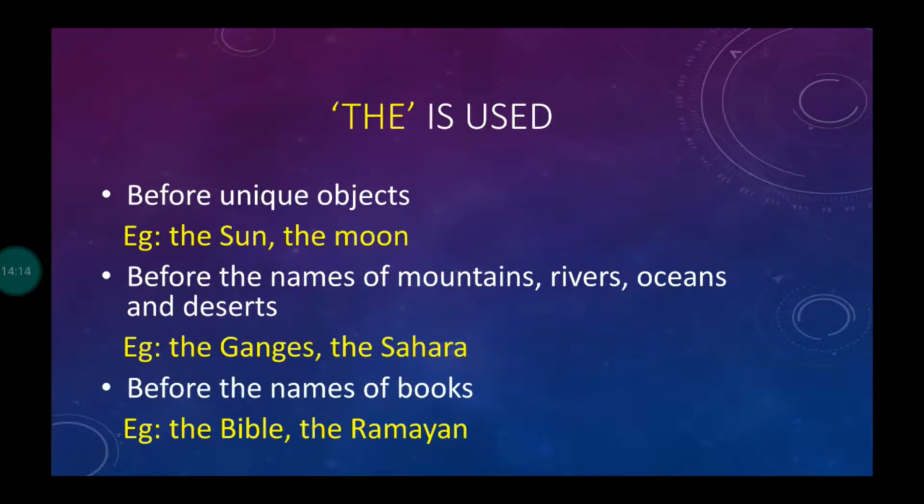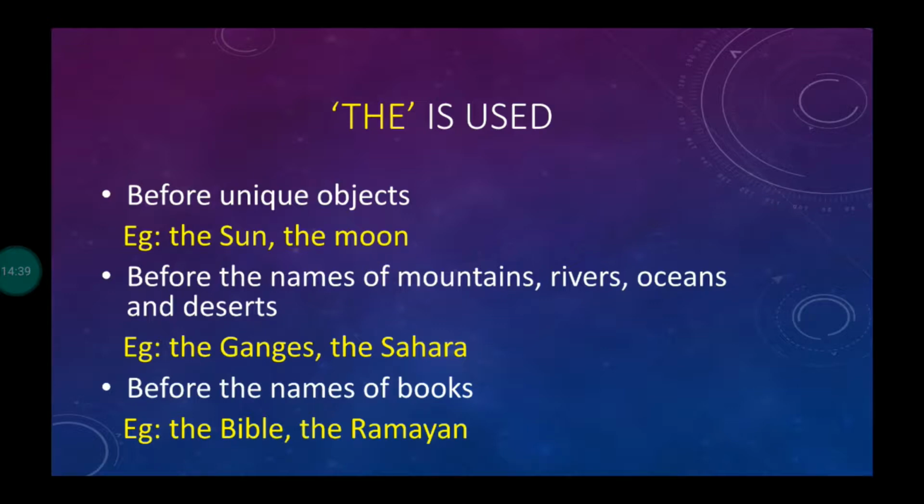Then now we come to the use of the. We have already seen the uses of a and an, and now we will see how to use the in English correctly. We always use the before unique objects. Now what is the meaning of unique? It means things which are one of a kind. For example, the sun, the moon, the earth, the stars, all these are one of a kind. So we will use the.